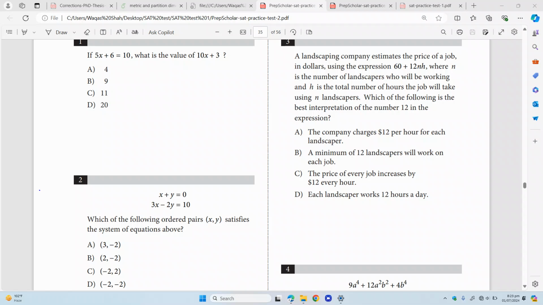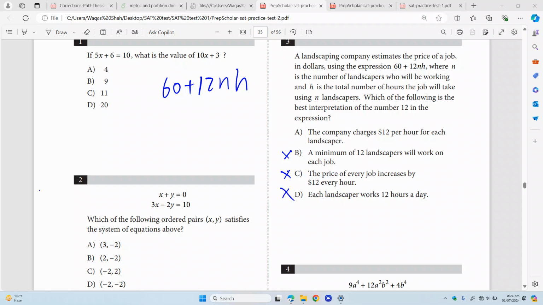Let me write the expression again. It's 60 plus 12NH. N is the total number of landscapers, H is the total number of hours. Look at the options. Option A is the company charges $12 per hour for each landscaper. A minimum of 12 landscapers will work on each job, so it's not correct. The price of each job increases by 12 every hour, so it's not correct either. Each landscaper worked 12 hours a day, it's not correct.